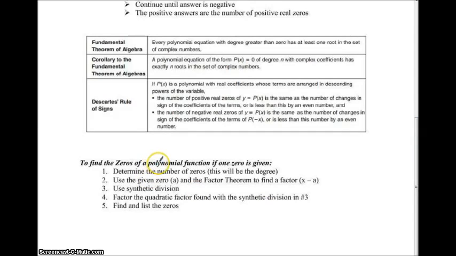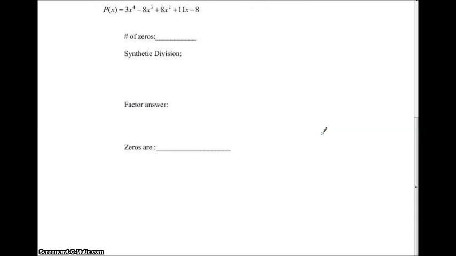And to find the zeros of a polynomial function, if one of your zeros is given, you look and see how many zeros you should have, which is the degree. You use the one they gave you and the factor theorem that we learned before, and find a factor. Use synthetic division, and then continue breaking it down so that you can find and list your zeros. So let's look at the next page.